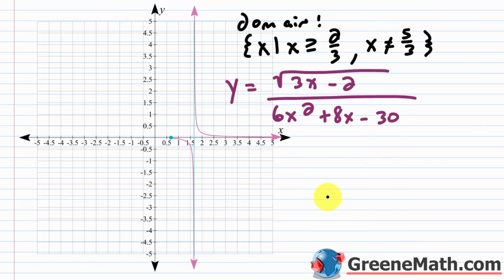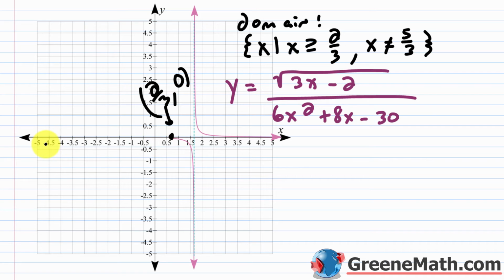Now, again, we can sketch a graph of this just to confirm what we found. If you type in y equals square root of 3x minus 2 over 6x squared plus 8x minus 30, this is what you would get. You can see that the smallest x can be is 2/3. So right there, you get that point where x is 2/3 and y is 0. If you plug in 2/3 for x, 3 times 2/3 would be 2, and then 2 minus 2 would be 0. Square root of 0 is 0. So 0 over a non-zero number would give you 0. So you get 2/3 comma 0.